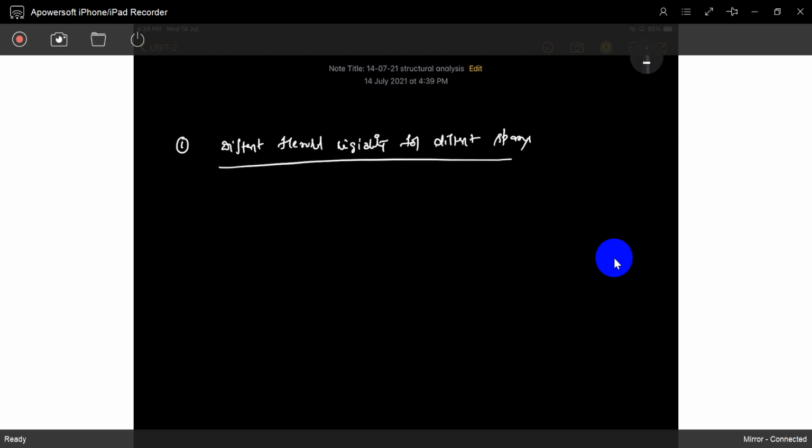Okay, today we will solve the problems which have different flexural rigidity for different spans. How will we solve these problems? We already discussed it yesterday. Not a big deal. Okay, so we will see.